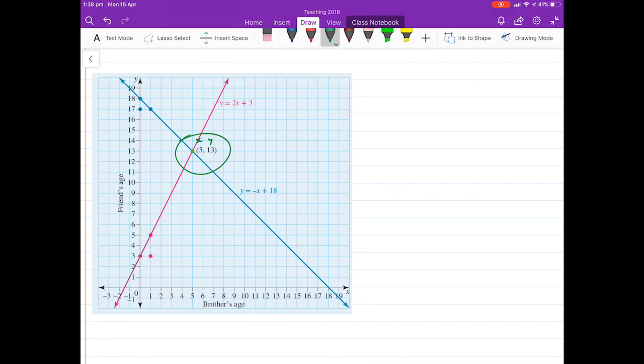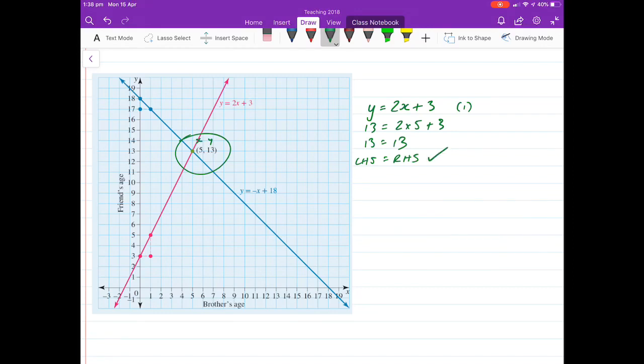So equation number 1 was y equals 2x plus 3. Okay, and we'll substitute in now. y is 13. 2 lots of x, which is 5, plus 3. 2 fives are 10, and 3 is 13. So that first one checks out because the left-hand side equals the right-hand side.